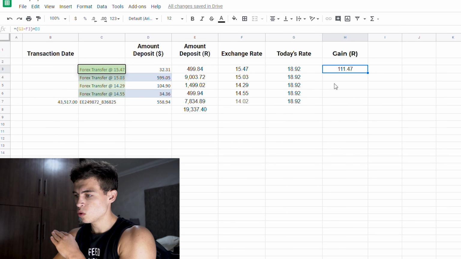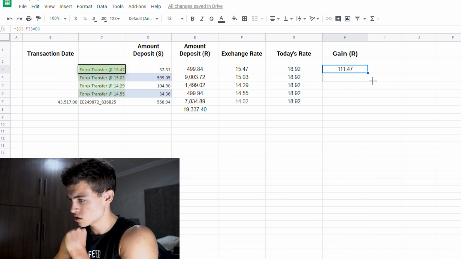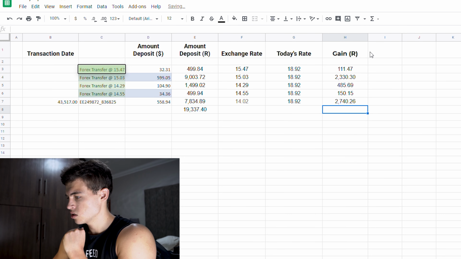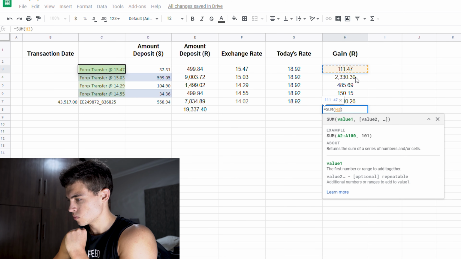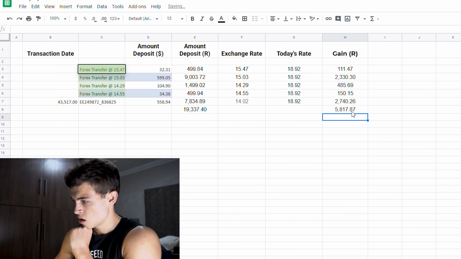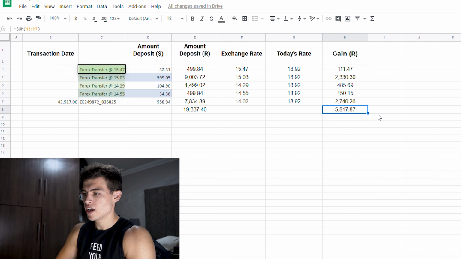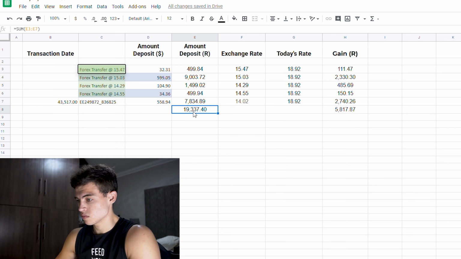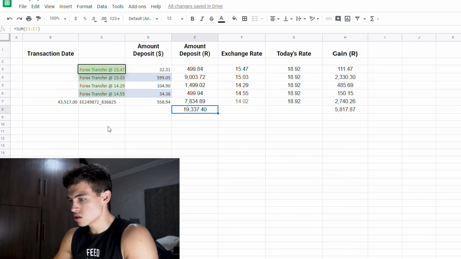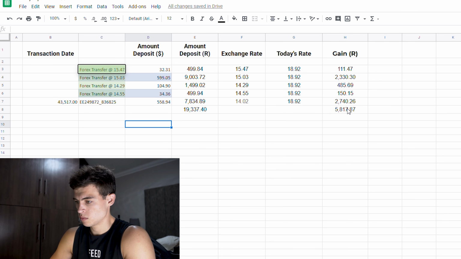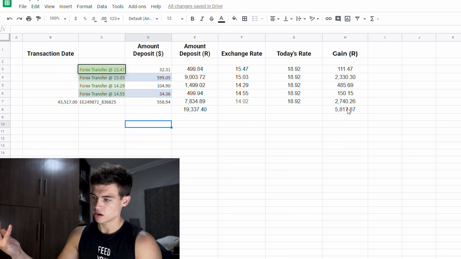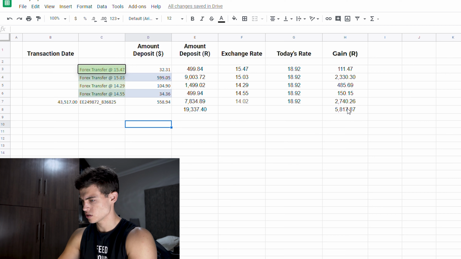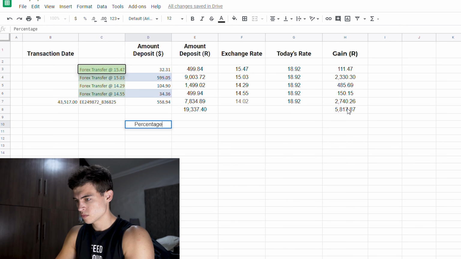So we're just going to do this for all the transactions. You just drag it down. And just for interest sake, we're just going to get a sum of all these amounts. And that adds up to 5,800 Rand. Okay. Now remember, we deposited 19,337. So just to keep the calculation simple, I'm just going to write out here a percentage profit that I've made just on currency fluctuations.